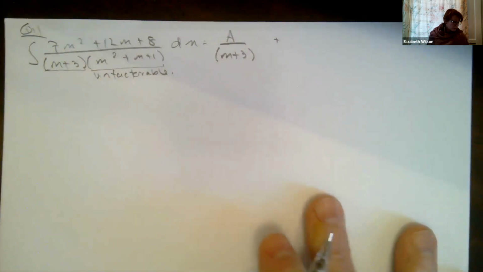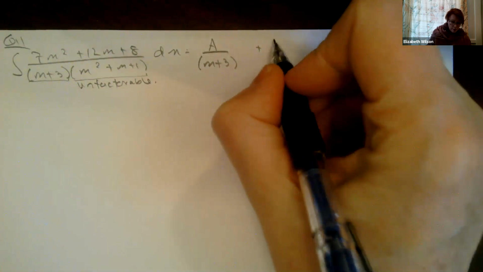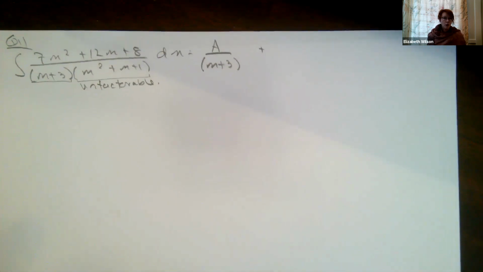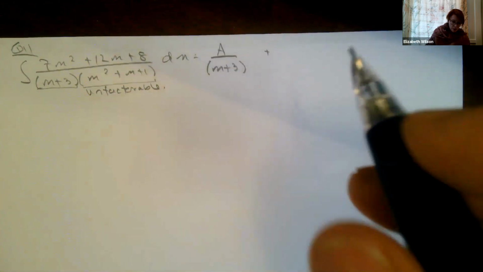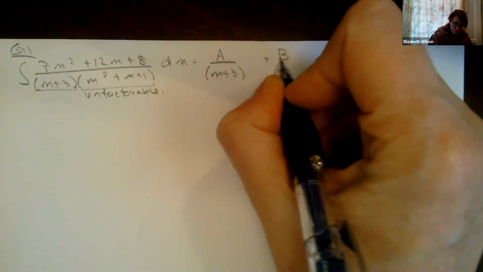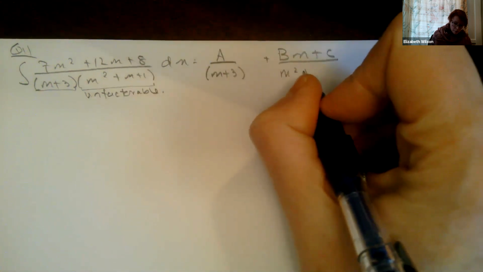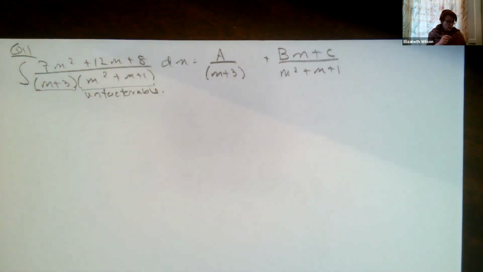So how am I going to set this up? That means I'm using the variables a, b, and c. You guys are welcome to use whatever variables you want. Just don't use the one that's being referenced in the equation. So I'm going to use b and c here. So I'm going to go bm plus c, and I'm going to put that over m squared plus m plus 1. Okay, so now I'm going to set things up.